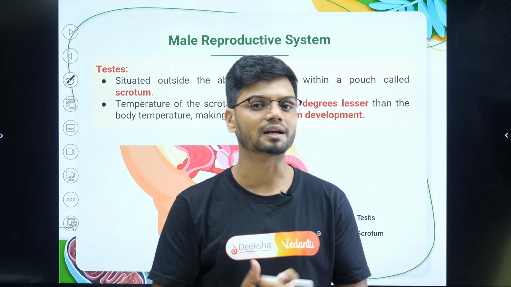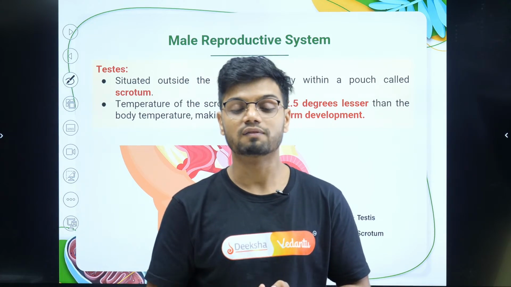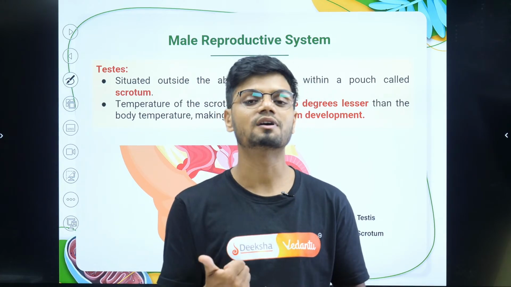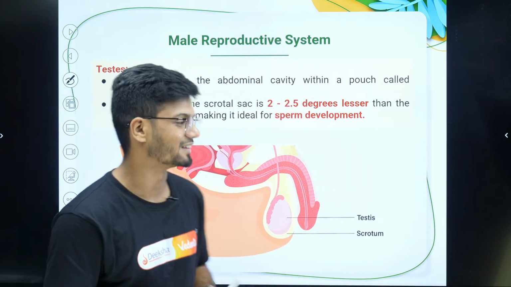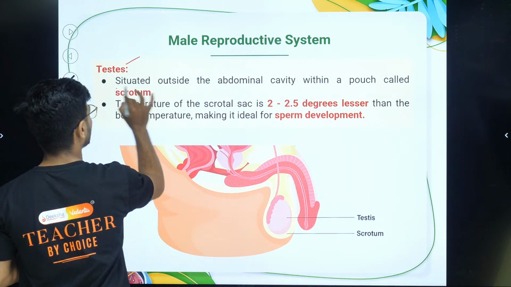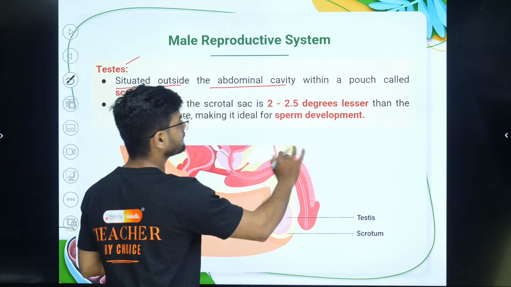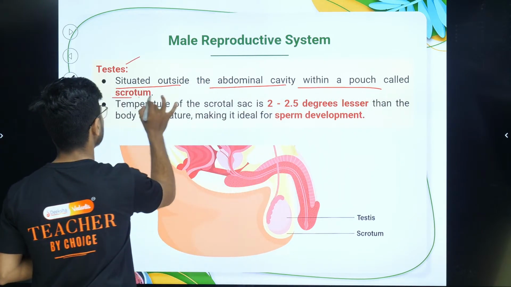So, the function of the testis. The testis has two functions. The first function is production of sperms. The second function is production of hormones, the hormone testosterone. The testis is situated outside the abdominal cavity within a pouch-like structure called the scrotum.